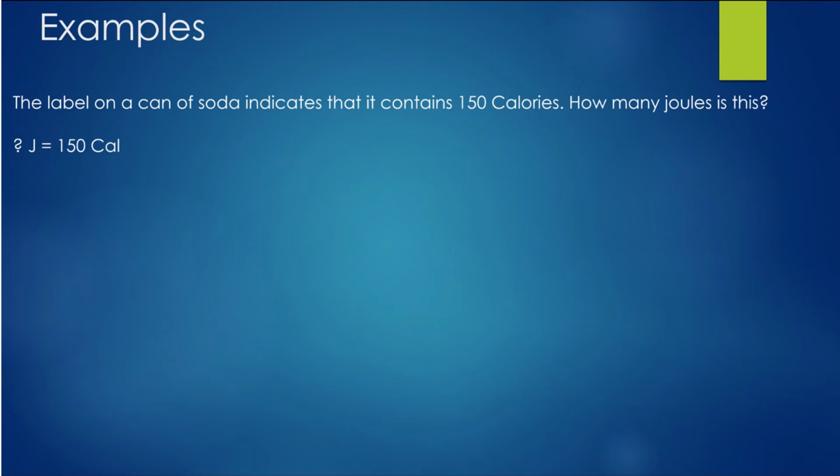Let's take a look at some examples. The label on a can of soda indicates that it contains 150 calories. Notice the capital C. How many joules is this? Well, we have to know our conversions real quick. 150 capital C calories is 150,000 little calories, and 1 little calorie is 4.184 joules. So we crunch our numbers: 150 times 1,000 times 4.184. We get 630,000 joules. A joule is actually a very small amount of energy.